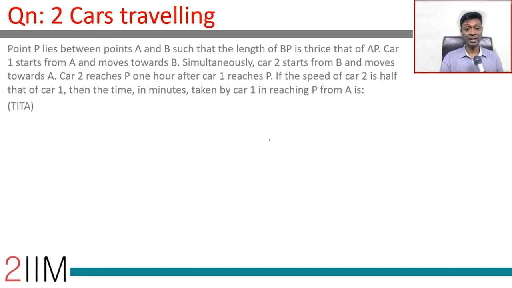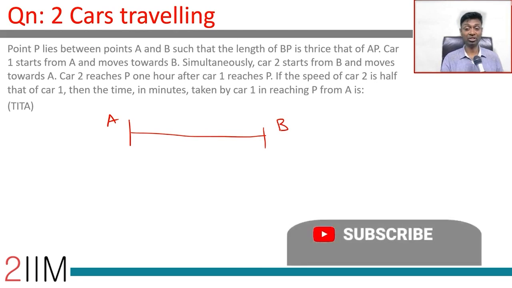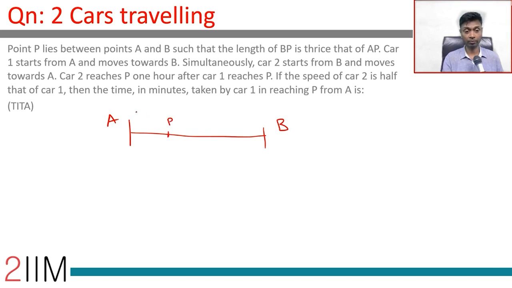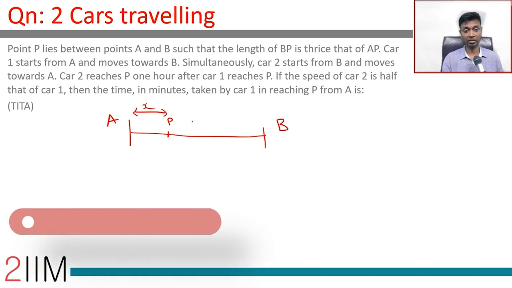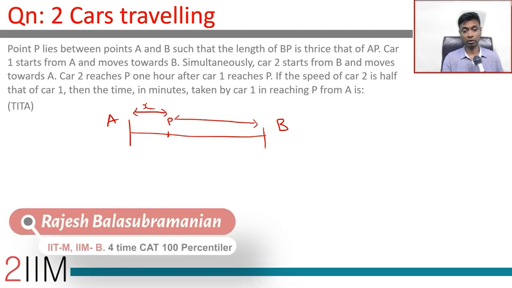Point P lies between points A and B such that the length of BP is thrice that of AP. So A and B. BP is thrice that of AP, or P is close to A. P is somewhere here. If this distance were x, this distance is 3x.